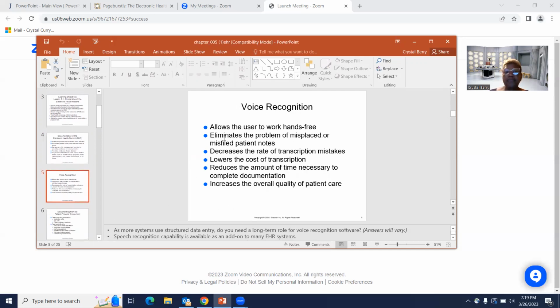Voice recognition allows the user to work hands-free, eliminates the problem of misplaced or misfiled patient notes, decreases the rate of transcription mistakes, lowers the cost of transcription, reduces the amount of time necessary to complete documentation, increases the overall quality of patient care.